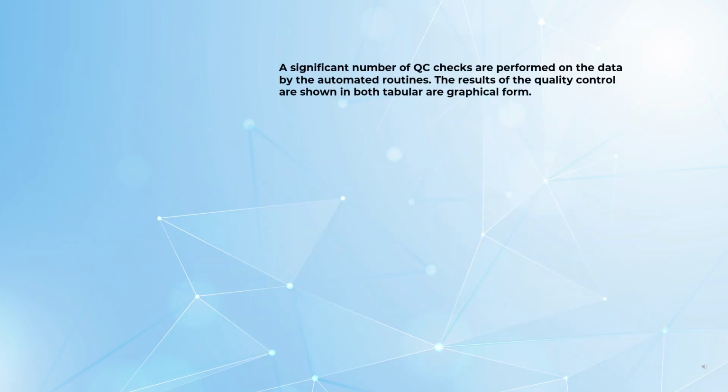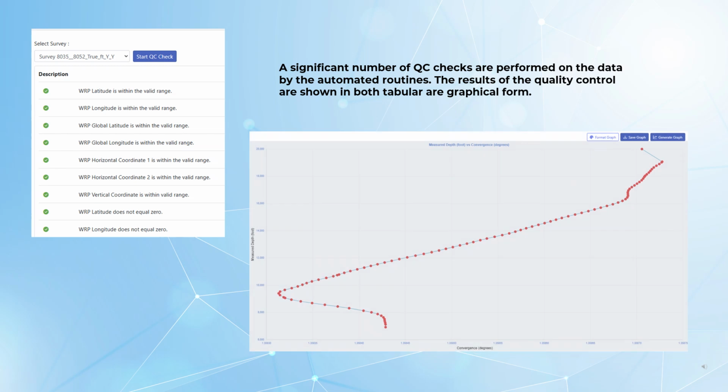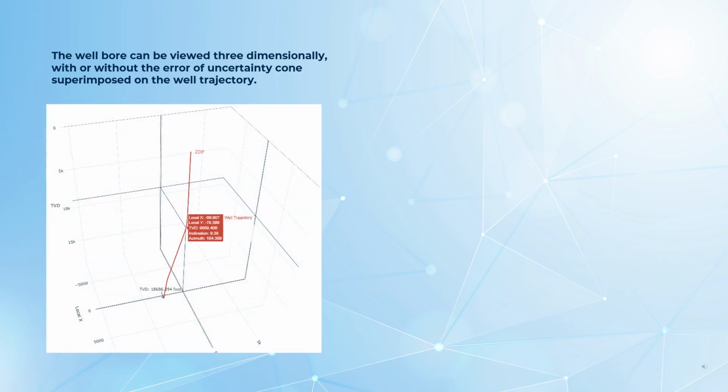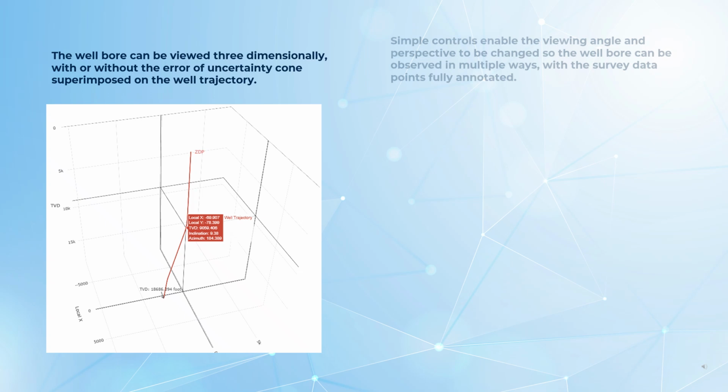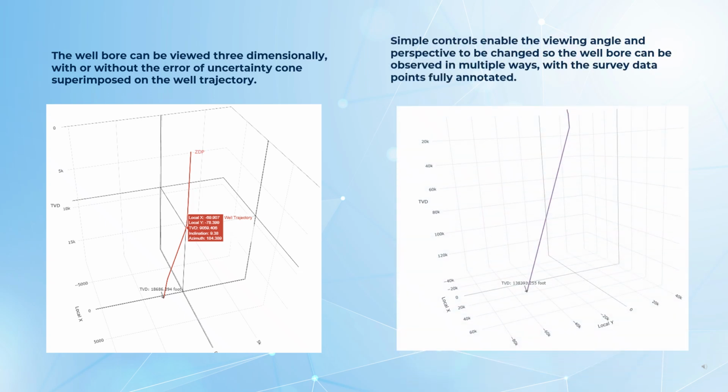A significant number of QC checks are performed on the data by the automated routines. The results of the quality control are shown in both tabular and graphical form. The wellbore can be viewed three-dimensionally, with or without the error of uncertainty cone superimposed on the well trajectory. Simple controls enable the viewing angle and perspective to be changed, so the wellbore can be observed in multiple ways, with the survey data points fully annotated.